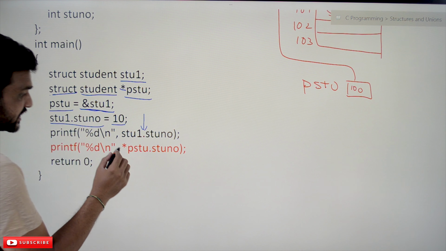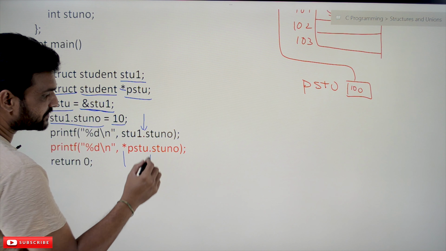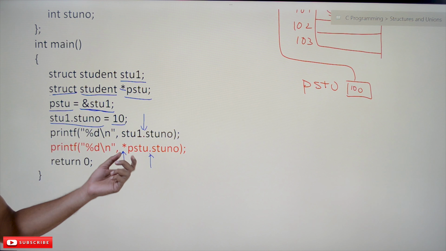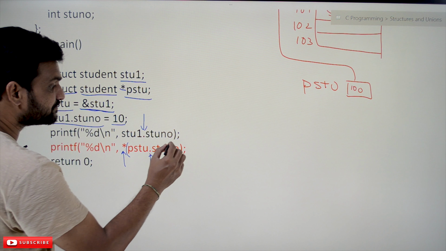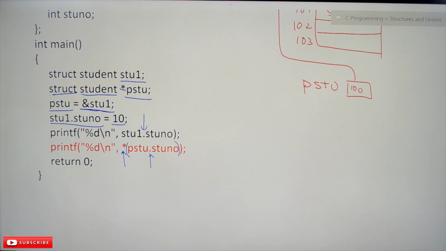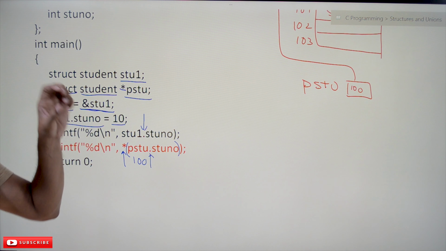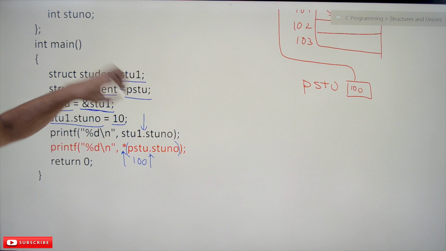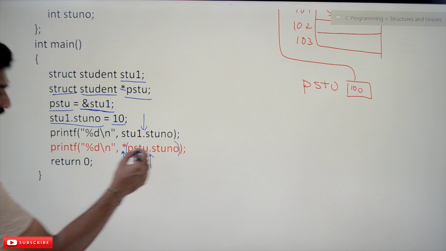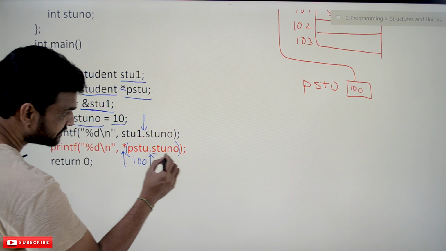Why? Because we have 2 operators, the star operator and the dot operator. Which of them has the highest precedence? How will the compiler see this declaration? The dot operator has the highest precedence. So this is how the compiler will consider it. p2 has an address of 100, dot stu number, so it does not know what to do. So this is going to generate an error. How we want the compiler to see it is, we want to get the value stored in this member.